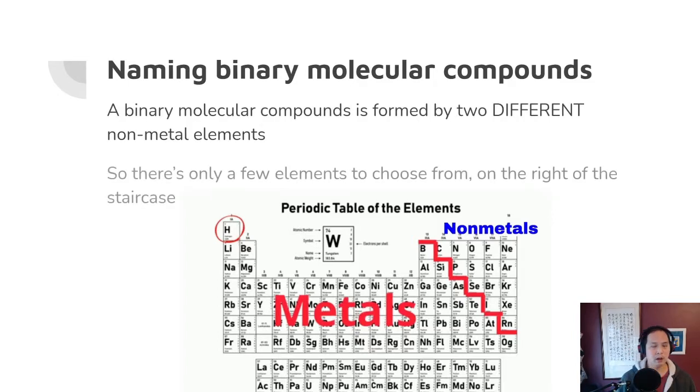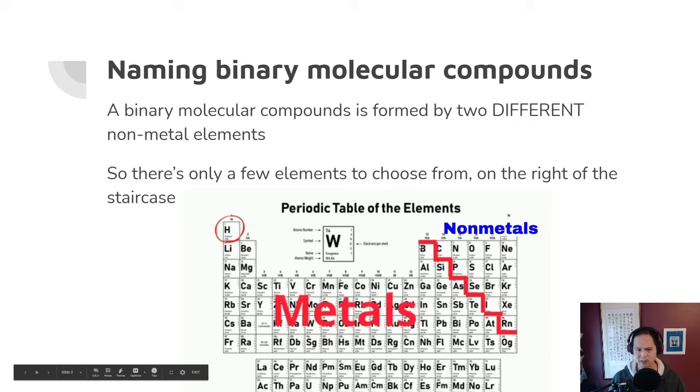Okay, so binary molecular compounds. Binary still means that there's only going to be two elements in them. Now, for our ionic compounds, if you recall, we had metals and nonmetals in them. However, molecular compounds, or covalent bonding compounds, are only going to be nonmetal elements.